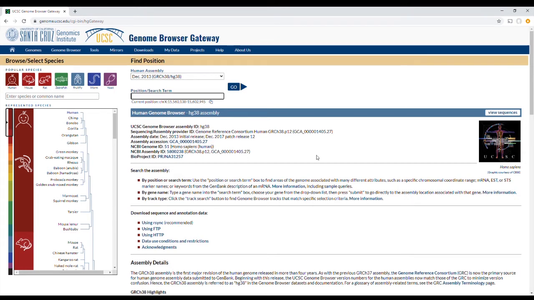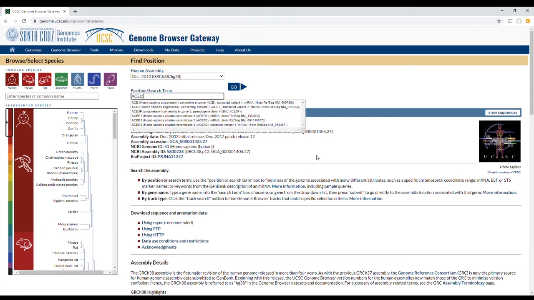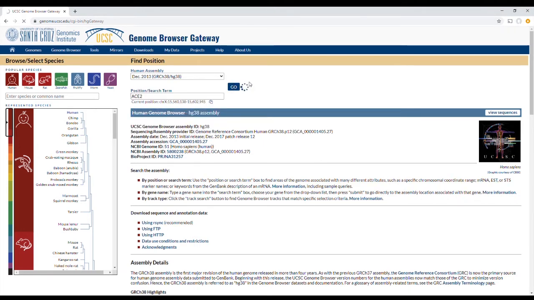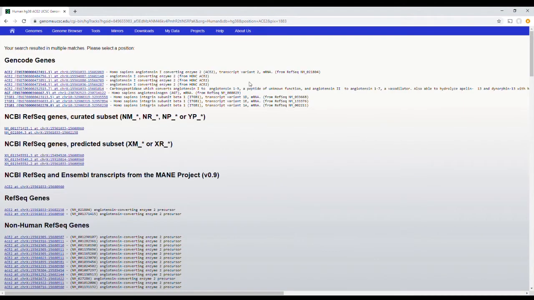I'm going to search for ACE2, and I'm going to click go. What this is going to give me is a couple of different options. That ACE2 protein is the one that is implicated as being basically the receptor to enable SARS-CoV-2 infections to take place. And that enzyme is the angiotensin I converting enzyme 2. I'm going to go ahead and click on that.